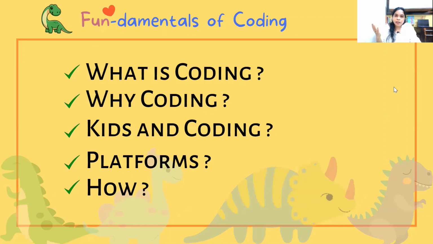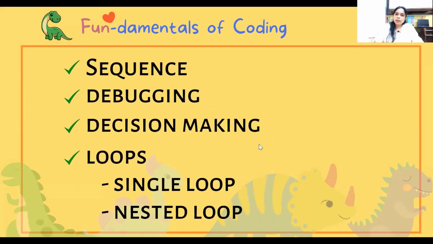What is running this entire digital world? Why is coding important for kids? We will see how kids can learn to code. What are the various available platforms that could be leveraged to learn coding? And how kids can learn to code, especially with these online sessions. We will understand what is sequencing, what is debugging, what is decision making in computer science, what are different types of loops, and what is repeat until loops.